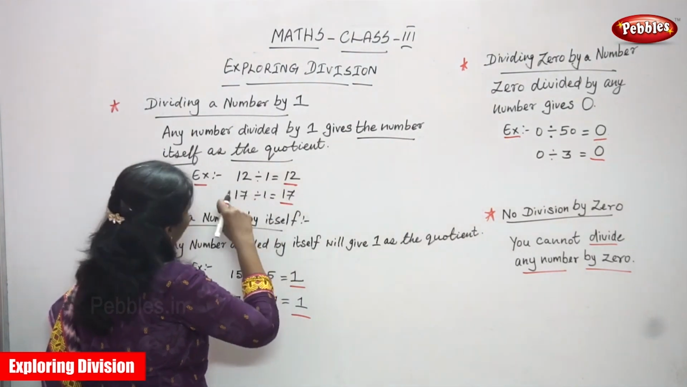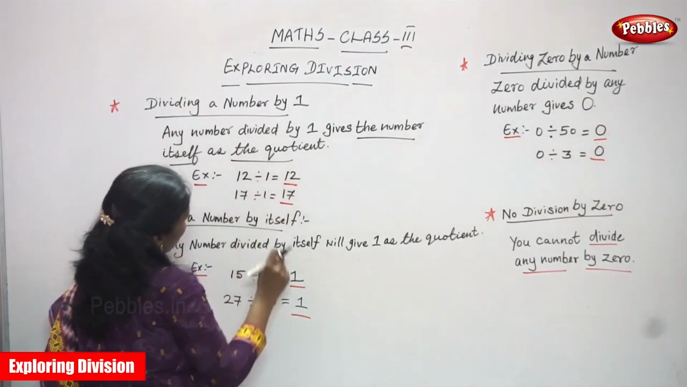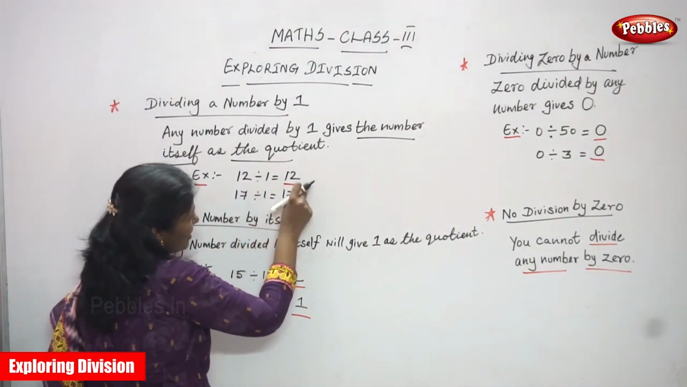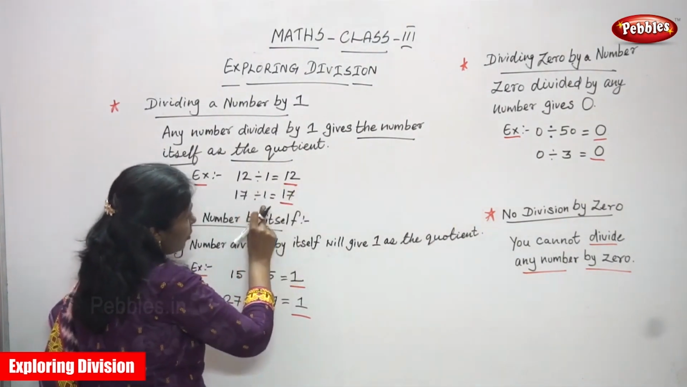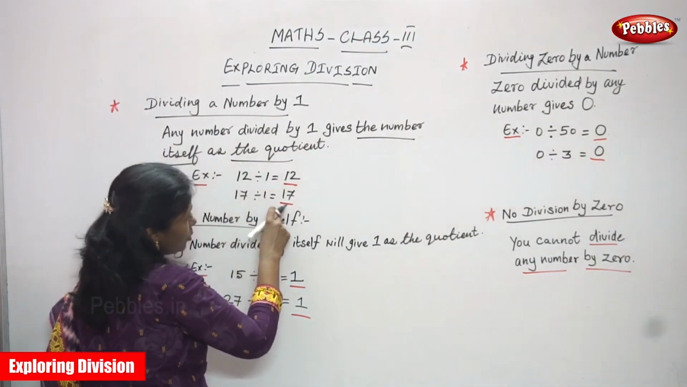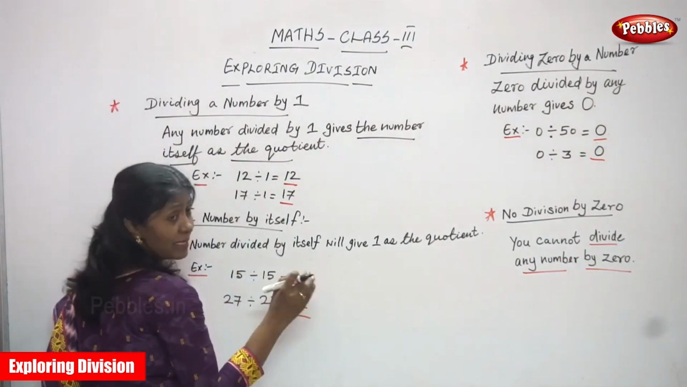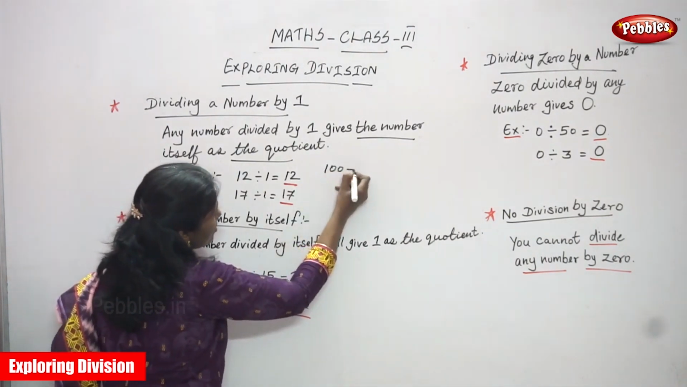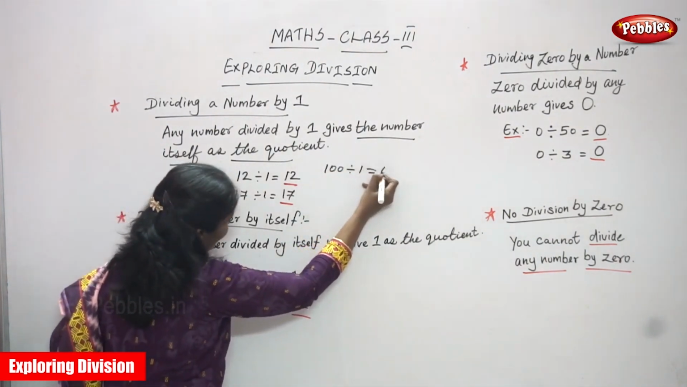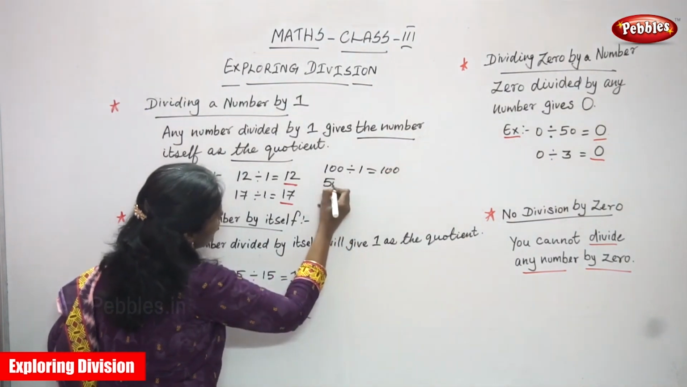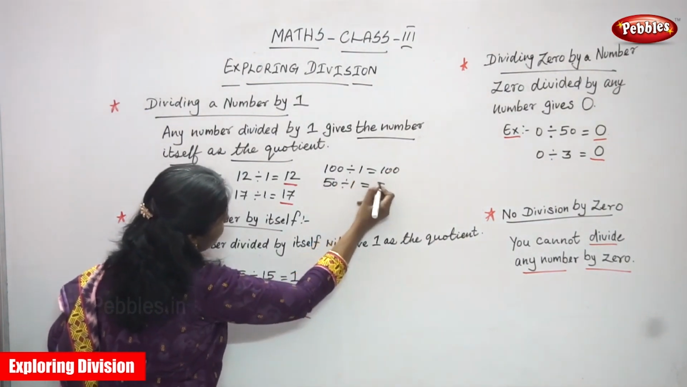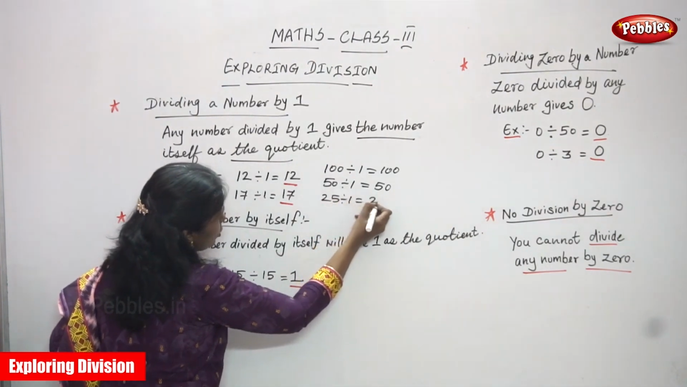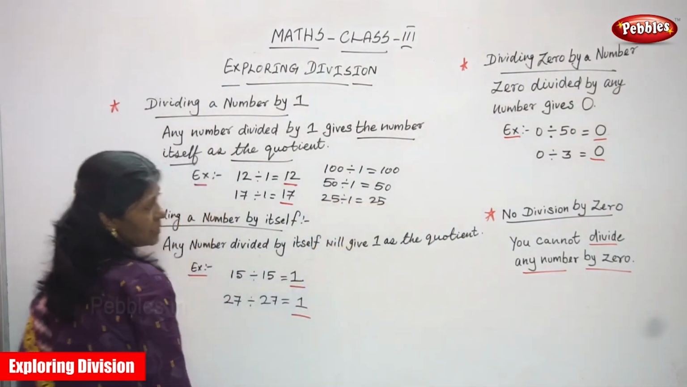Otherwise, we get the number itself, the same number. So 12 divided by 1 gives 12. 17 divided by 1 gives the number itself, the same number. Even 100 divided by 1 gives 100. 50 divided by 1 gives 50. 25 divided by 1 gives 25. So this is the example.